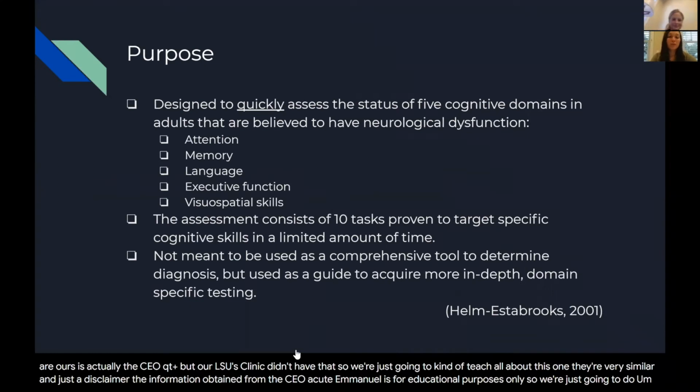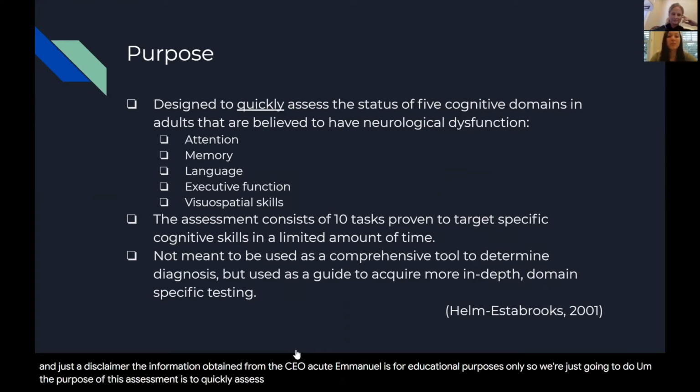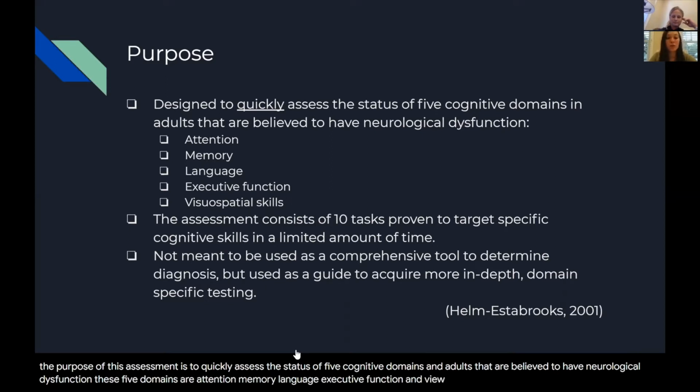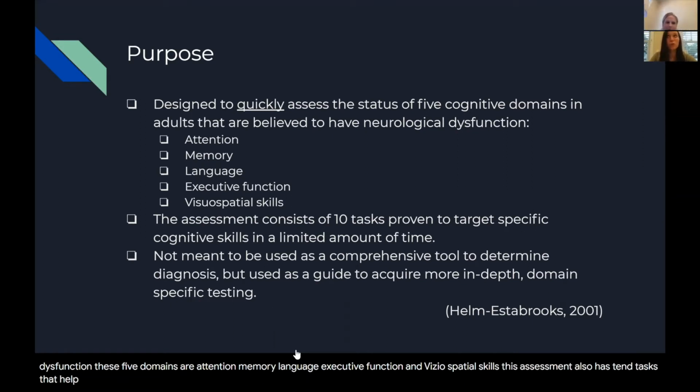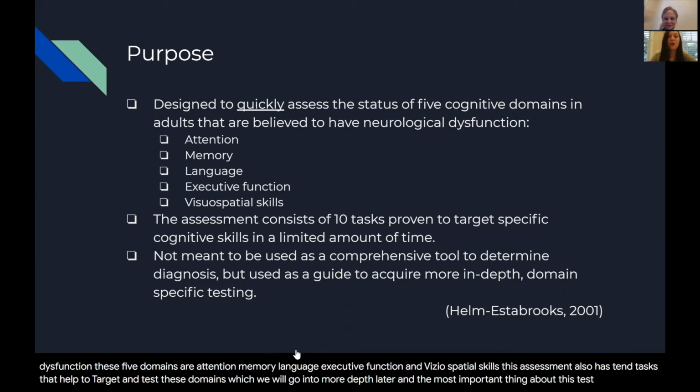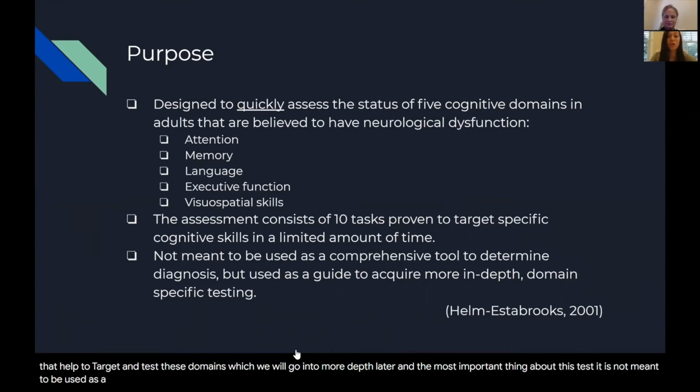The purpose of this assessment is to quickly assess the status of 5 cognitive domains in adults that are believed to have neurological dysfunction. These 5 domains are attention, memory, language, executive function, and visuospatial skills. This assessment also has 10 tasks that help to target and test these domains, which we will go into more depth later. And the most important thing about this test, it is not meant to be used as a comprehensive tool to determine diagnosis, but rather just a guide to acquire more in-depth domain-specific testing. So now Madeline's going to quickly go through the domains.